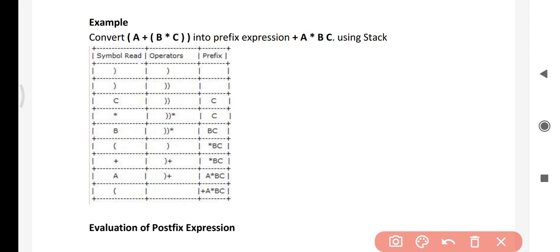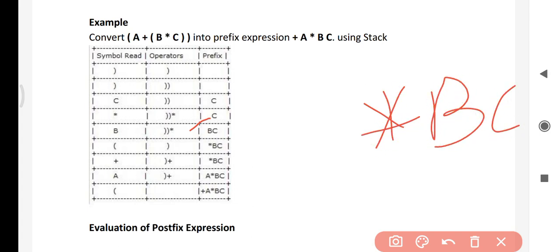Now you encountered a left parenthesis. Whenever a left parenthesis is encountered, we pop all the operators. There is only one operator, star, and we remove the right parenthesis. So what remains? Only one right parenthesis remains in the stack. Now plus is there, plus will be kept in the stack because the stack has no operator. Then a is there, a will go to the prefix, placed on the left side of star bc. Now only the left parenthesis remains. Now plus will be added to the prefix expression and the stack is empty, because we have removed the right parenthesis.